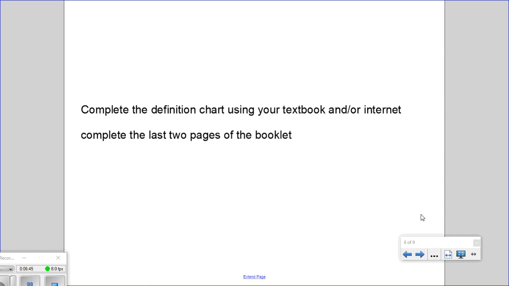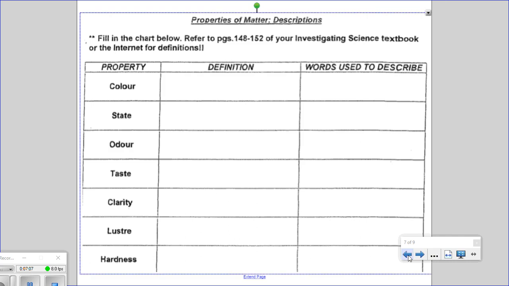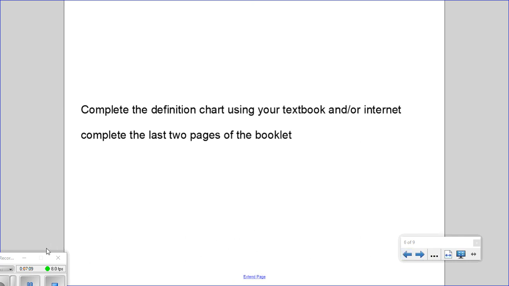Now, during class time, what we'll do is work on the definition chart that you have, and complete that using your textbook or the internet, whichever one you feel comfortable with. And then look to complete the last 2 pages within the notes as well. So that will end this lesson about chemical and physical properties.